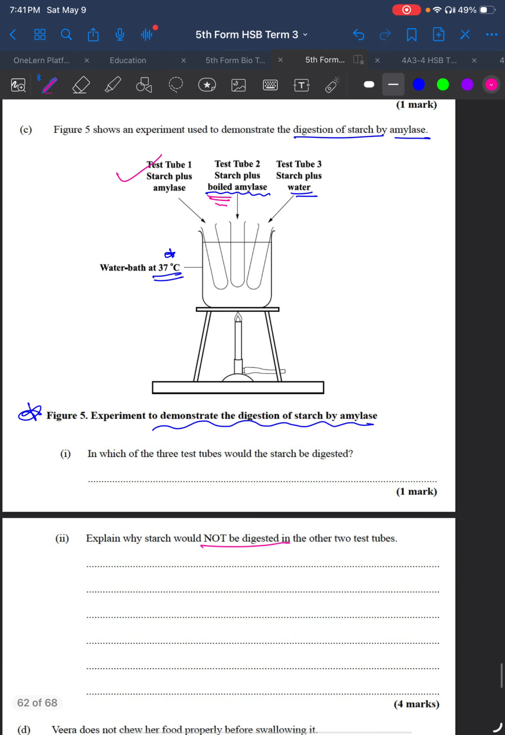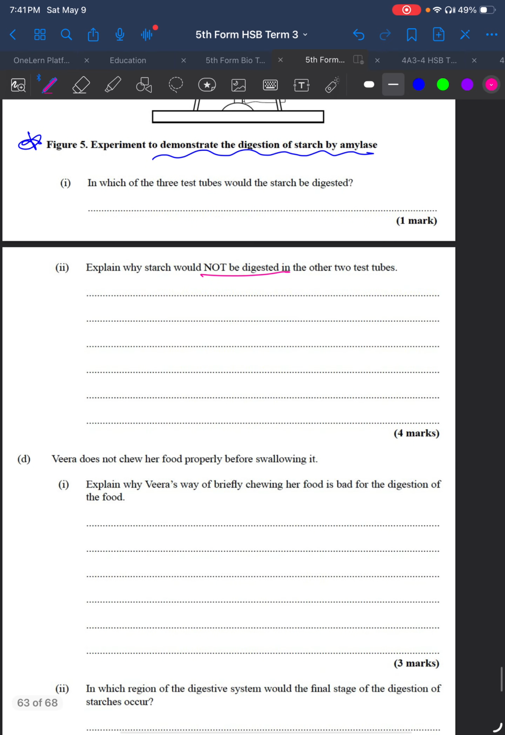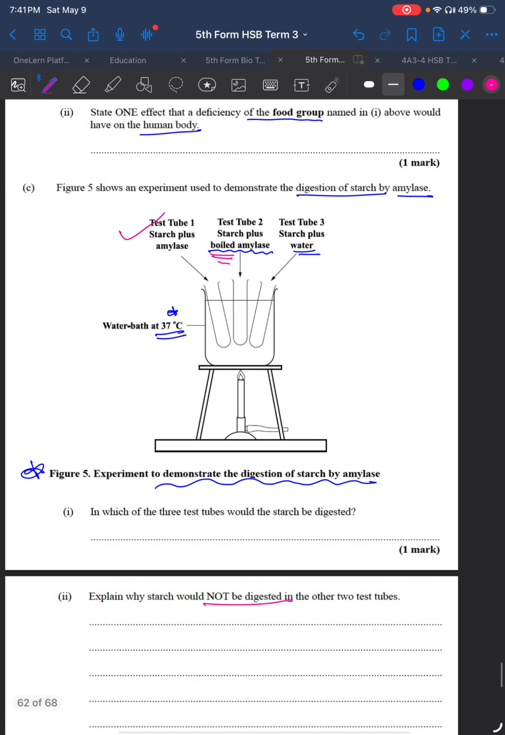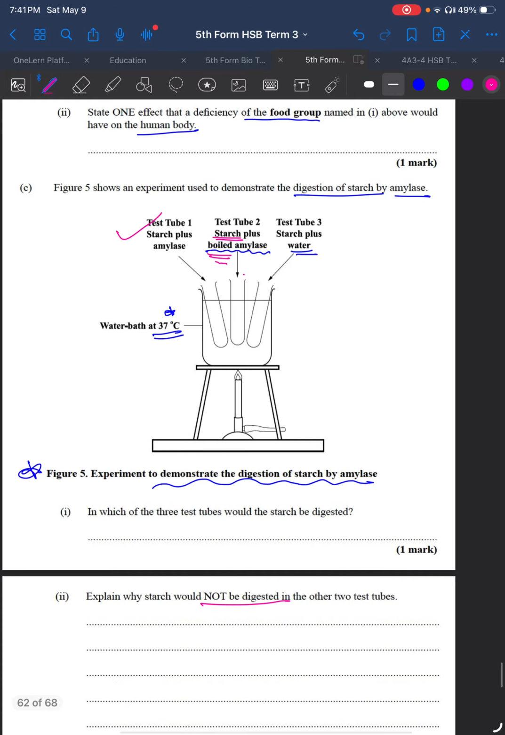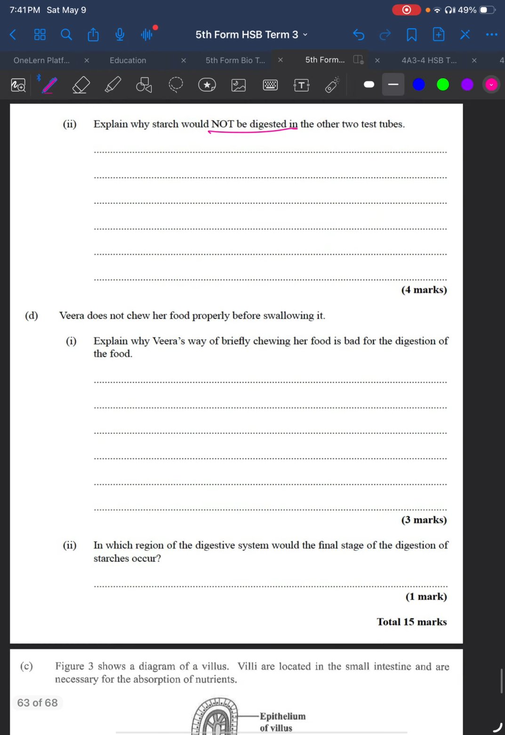Explain why starch will not be digested in the other 2. Well, if it's denatured, and how many points with this? 4. So I will talk about the fact that if it's denatured, it will not be able to fit to the starch molecule anymore, therefore it will not be able to break it down into maltose, right? That's 2 points there. And then in terms of the water, there's no enzyme to actually break down or speed up the breakdown of that starch.